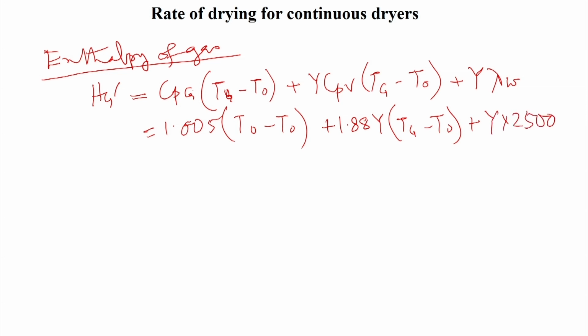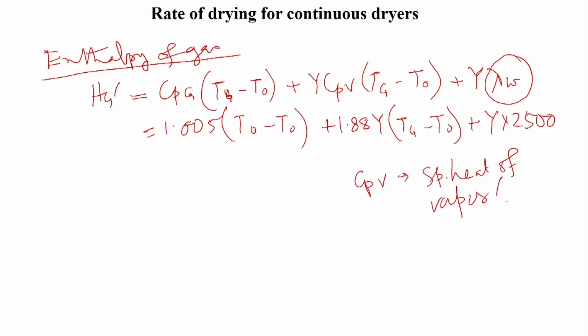Here lambda w is the latent heat of evaporation of water at this reference temperature T0, means at 0 degree Celsius or 273 Kelvin, and this Cpv is the specific heat of water vapor, that is equal to 1.88 kilojoule per kg Kelvin. Okay.